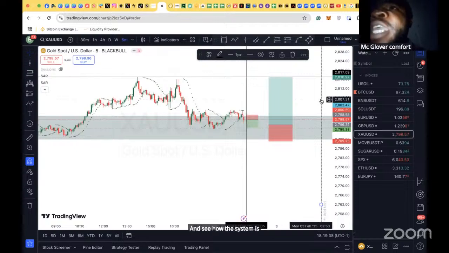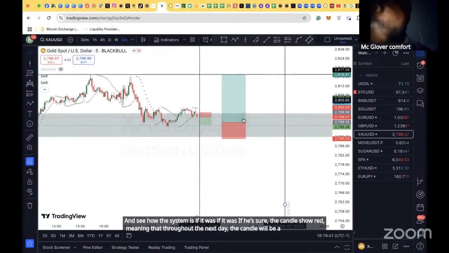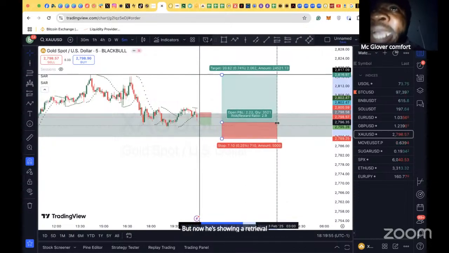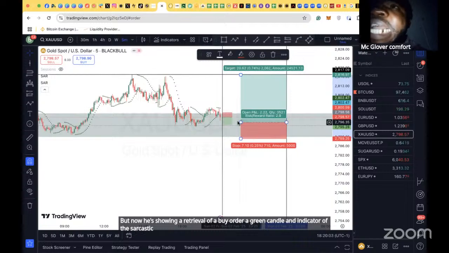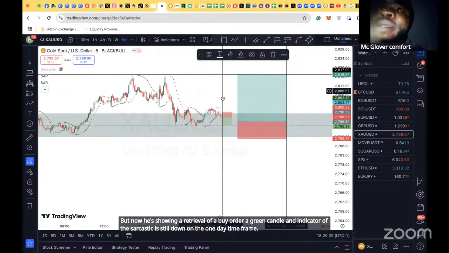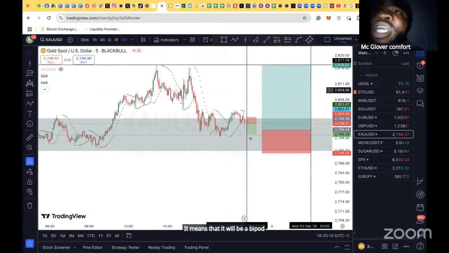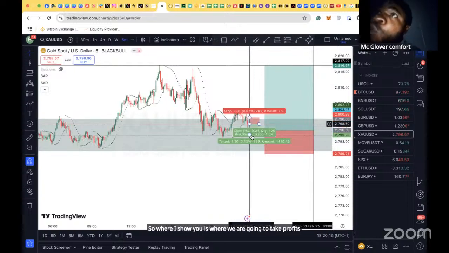If it shows red candles, it means that throughout the next day, the candle will be a sell order. But now it's showing a retrieval of a buy order, a green candle. And the indicator of the Parabolic SAR is still down on the 1 day time frame. It means that it will be a buy order throughout the day. So where I showed you is where we are going to take profit before tomorrow ends.